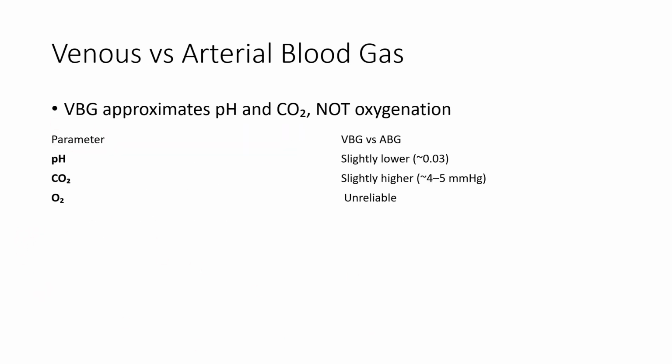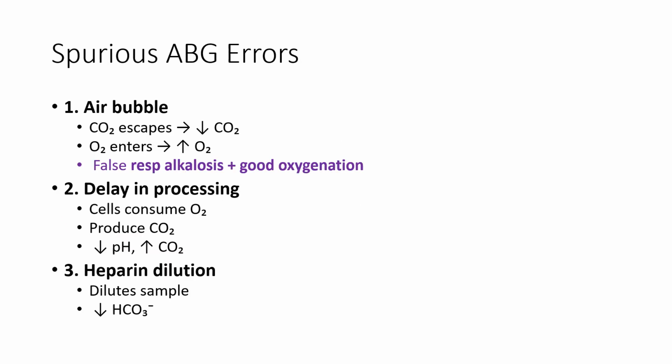Now, a few final concepts. Does it matter if you get a VBG or ABG? Not unless you are checking pH or CO2, because the change in pH is as low as 0.03 and the change in CO2 is only 4 to 5 mm. You only need ABG if you want to check the O2 status, that is the PaO2 status.